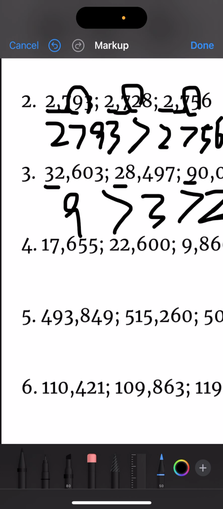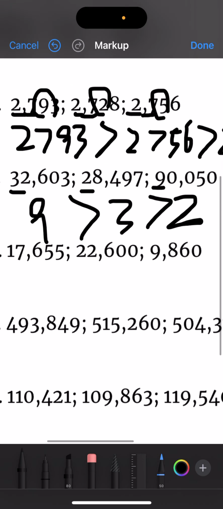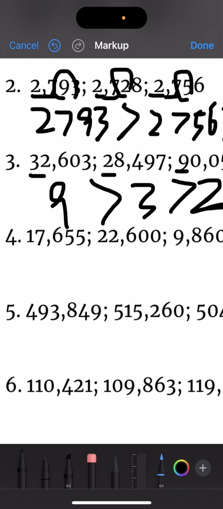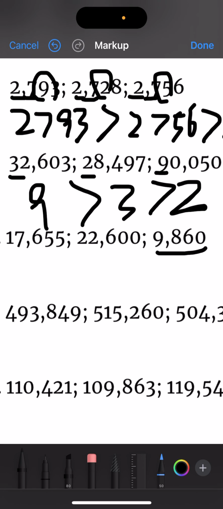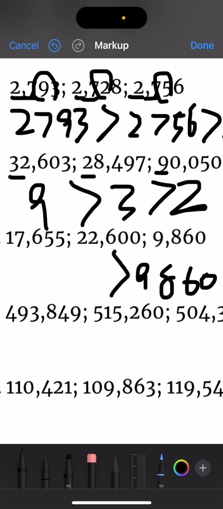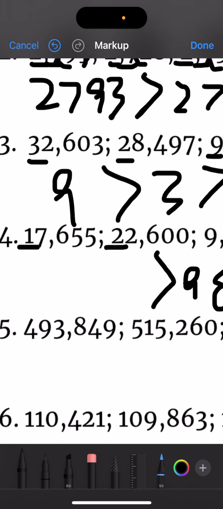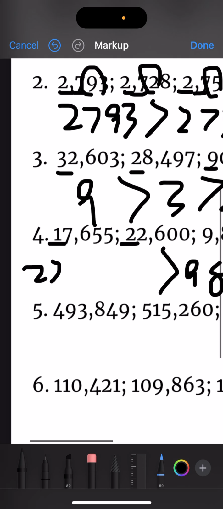Okay, so we have 17,655, 22,600, and 9,860. First of all, we know that 9,860 is the least because it only has 4 digits while everything else has 5. So 9,860 will go here. And let's look at the 10,000s: we have 1 and we have 2. So from here, we already know that 22,600 is greater.